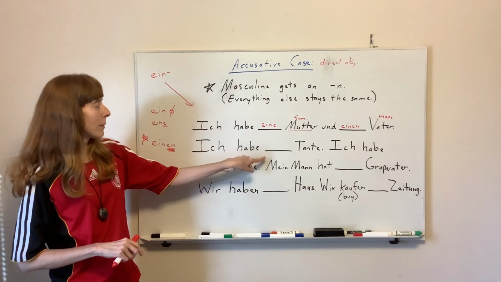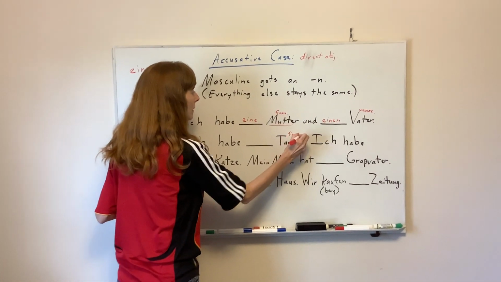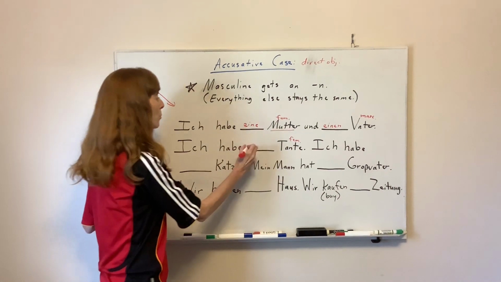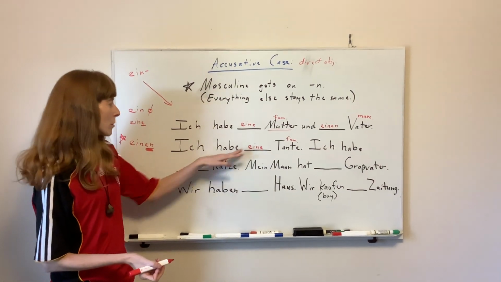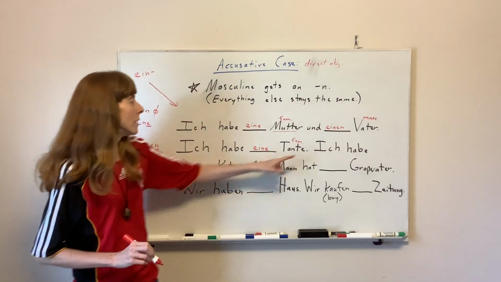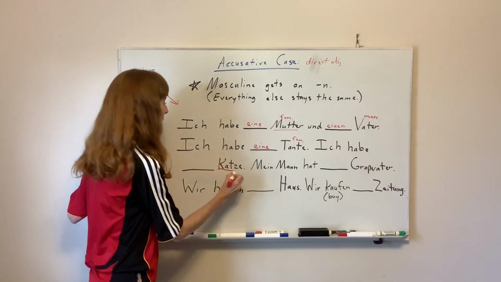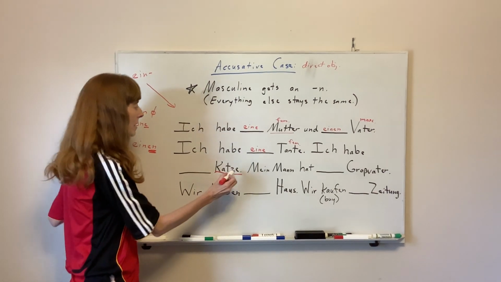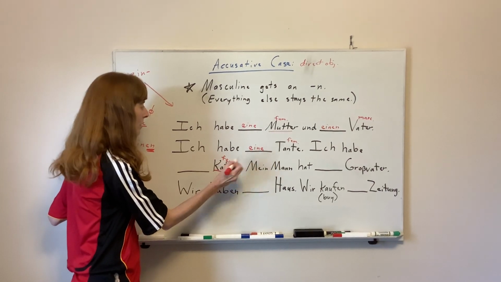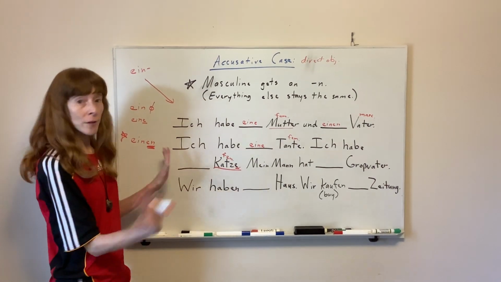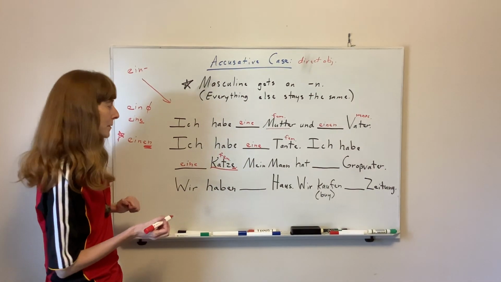Next sentence, ich habe blank Tante. Tante is feminine, aunt. So we know that nothing's really going to change. We will put our feminine word for eine in there and move on. So nothing to worry about unless you see masculine. Ich habe blank Katze. I have a cat. Katze, if you don't already know that it's feminine, this E on the end would probably give you a hint that there's about a 99% chance that it's feminine. And we know nothing will change because it's feminine. Ich habe eine Katze. I have a cat.